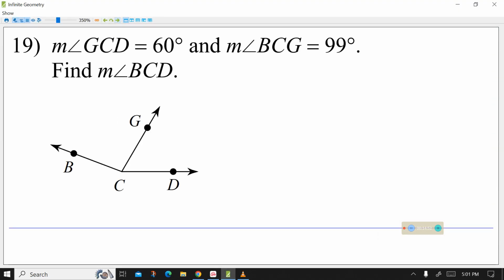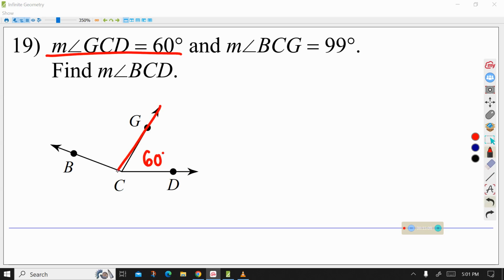Okay, so number 19, we're getting to a place where you guys can start to try on your own, okay? But I'm going to do this last one. So we'll label. Okay, GCD is 60, right? So we read and we label. That's GCD. BCG is 99, so that's B, and then C, and then G, so we put 99 right there, okay? And then it tells us to find BCD, all right?